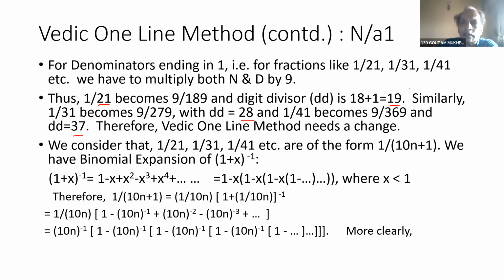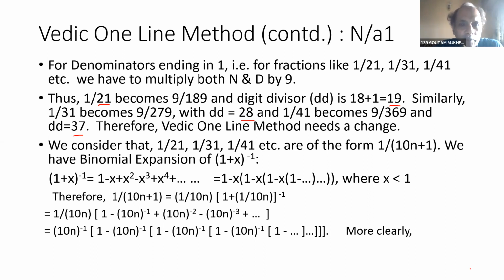It's not easy. Dividing by 19, or even going right to left, multiplying by 19, multiplying by 28, multiplying by 37, these are not easy actually. So therefore, we again go to that binomial expansion. Let us see if this binomial could save us or not. So 1 by 21, 1 by 31, 1 by 41 are of the form 1 by 10n plus 1. Earlier we had 10n minus 1, isn't it? Now it is 10n plus 1.